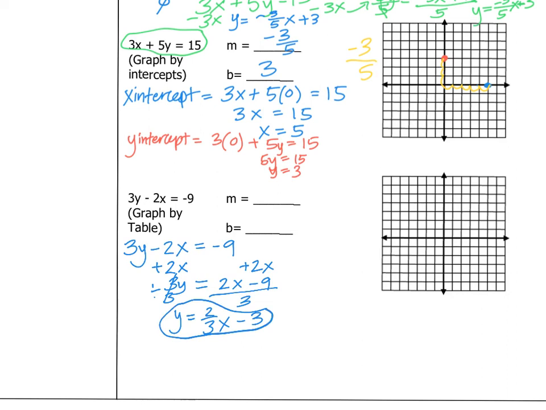Okay, so now I'm going to graph by table, and I know that you probably can graph this by just looking at slope-intercept form.